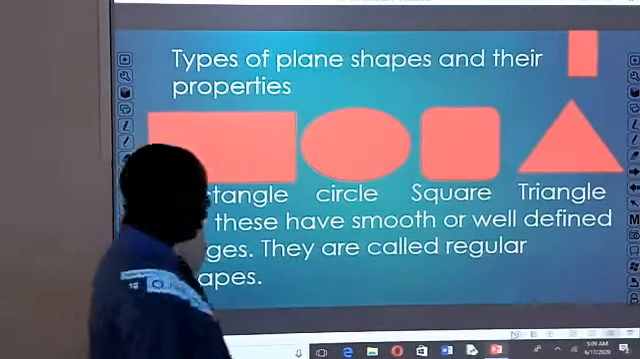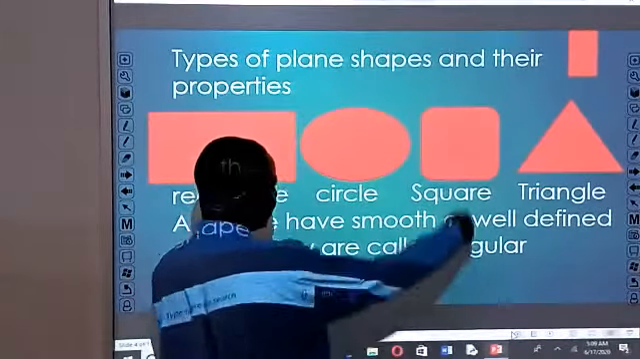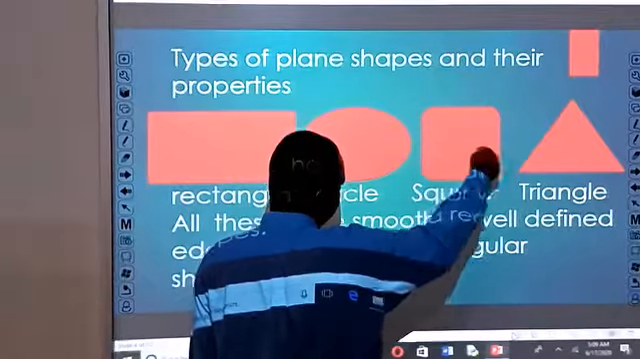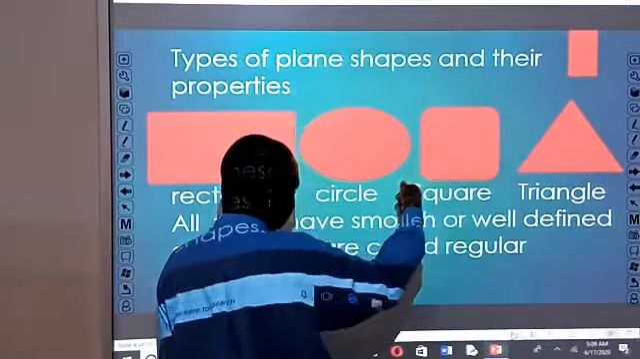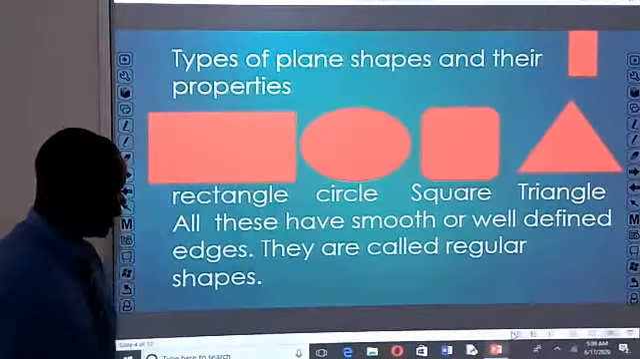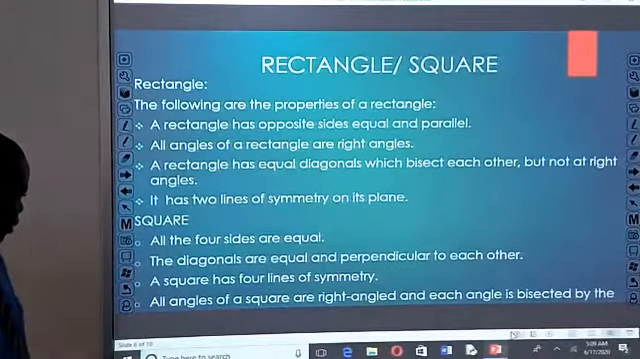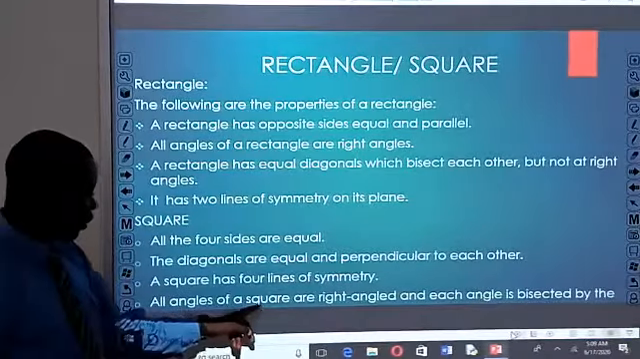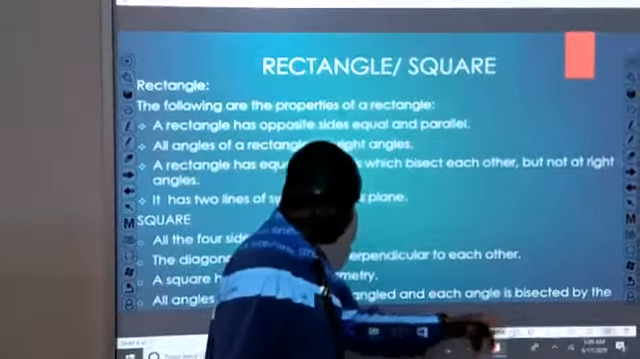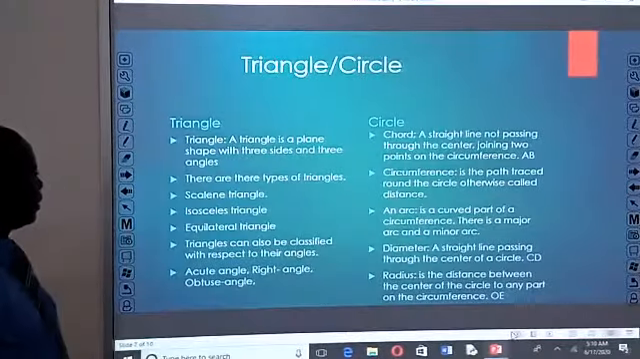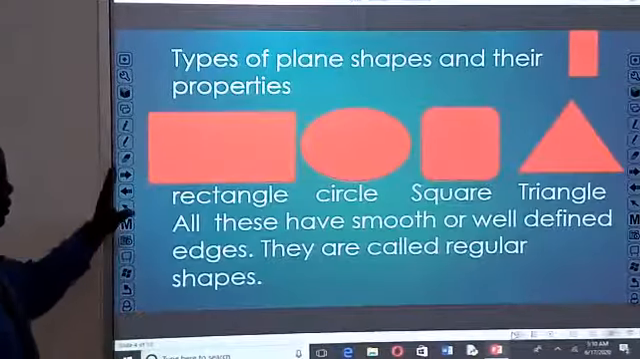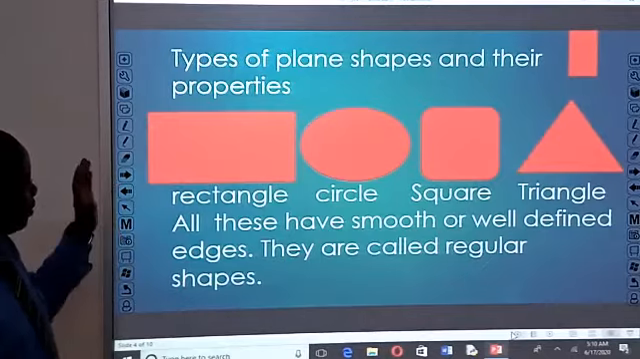Now, in the line of symmetry, as I said, you can shape it into 2 halves, complete half, like this. If you cut it in the diagonal format, cut it the other way, it is 4 lines of symmetry in a square. All angles of the square are right angles, and each angle is bisected by a right angle triangle. So, that shows their properties.